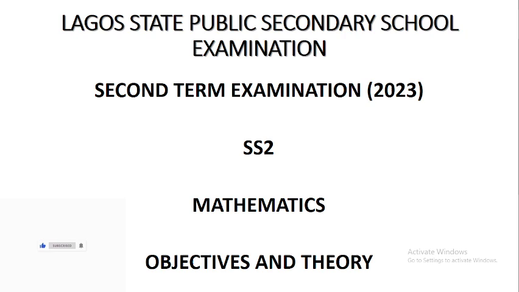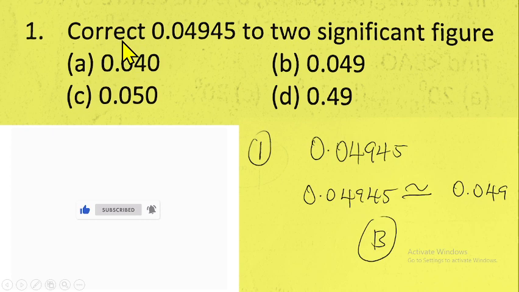So without wasting much of our time, let's jump to the first question. The first question is on approximation. You have to correct 0.04945 to two significant figures.